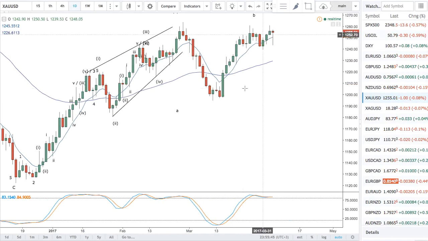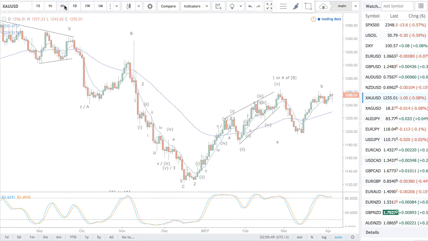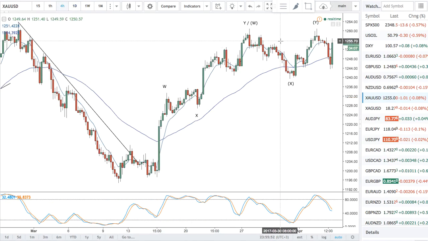See if we can get a hanging man in gold. There's possible ends to wave B here. WXY, possibly.